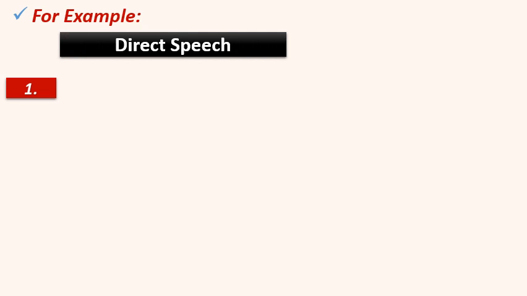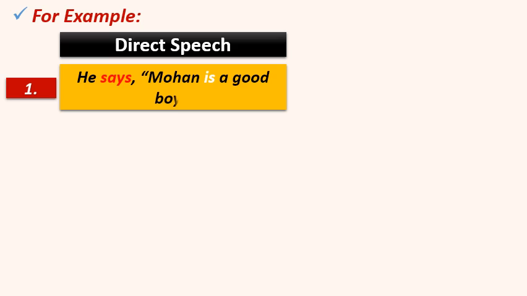So first example is, he says, "Mohan is a good boy." So as you can see that says is here reporting verb. As I have explained to you, what is the meaning of reporting verb? The verb that introduces the reported speech is called reporting verb, and Mohan is a good boy is here reported speech. And what is the meaning of reported speech? The exact words of speaker which are put within inverted commas or quotation marks are called reported speech.